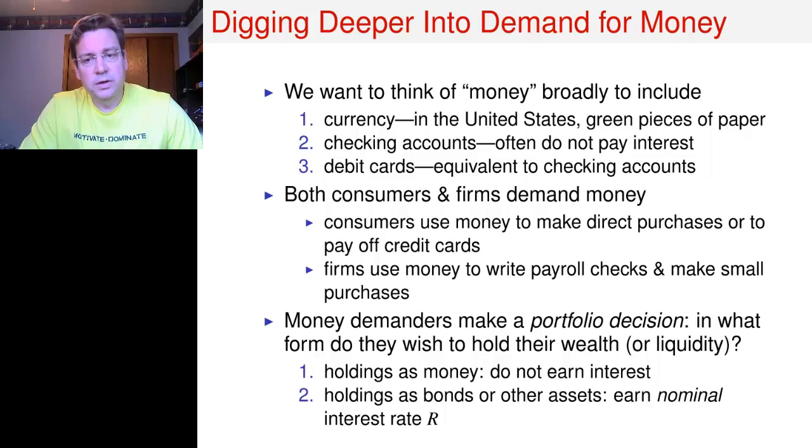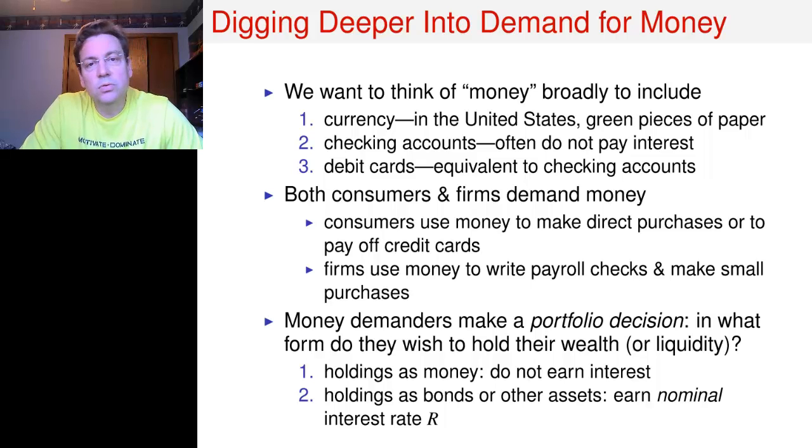Consumers are going to use the money to make purchases, or possibly to pay off their credit cards. Firms use the money to write payroll checks and make small purchases. So money demanders are facing a portfolio decision. They're trying to figure out what form they wish to hold their wealth in, or their liquidity. If they hold their wealth in the form of money, well, that doesn't earn interest.